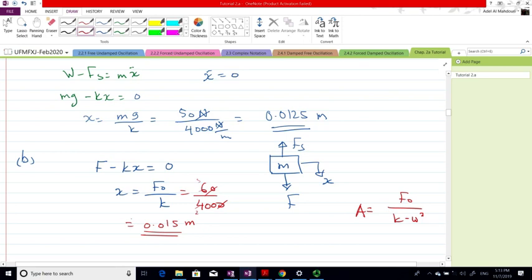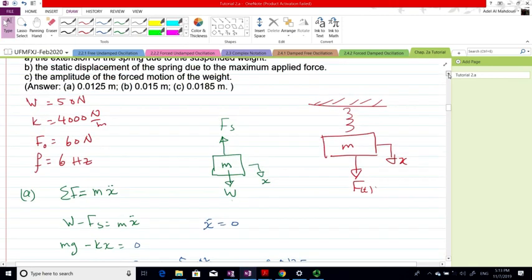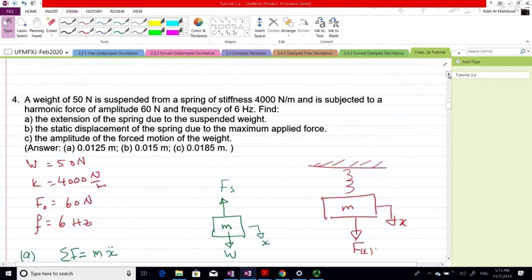All right, then let's move on. So what they need to know again, this is a long question, 3 parts: the amplitude of the forced motion of the weight. Now we apply force and we have to include the weight in there. We have to include the weight, right?